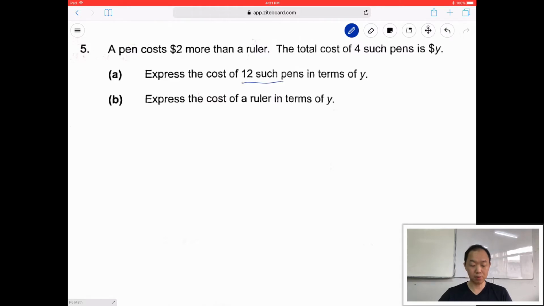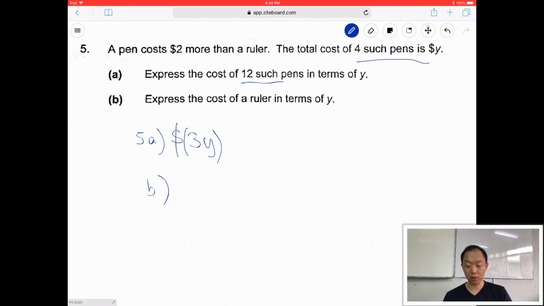Express the cost of 12 such pens. Now if 4 is $Y, 12 is just 3 times, so the answer is just $3Y. Okay, B. So the cost of a ruler in terms of Y.